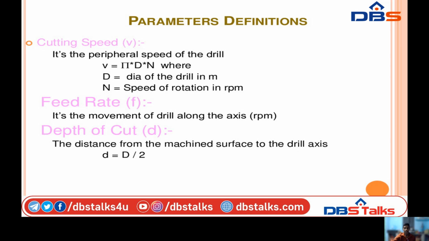Parameter definitions. First, I am discussing the cutting speed. It is the main speed or peripheral speed of the drill: V equals pi D N. We already know what pi, D and N are. D is the diameter of the drill, and N is the speed of rotation in RPM. Feed rate is the movement of the drill along the axis per revolution. Depth of cut is D by 2, where D is the diameter of the drill. Those are the main important relations in drilling machines.